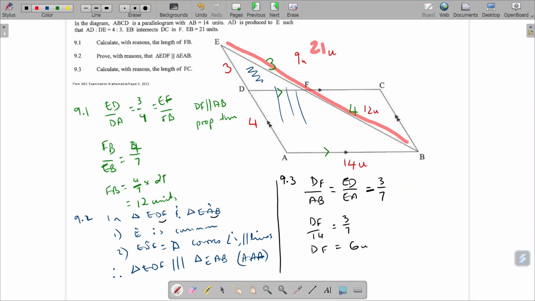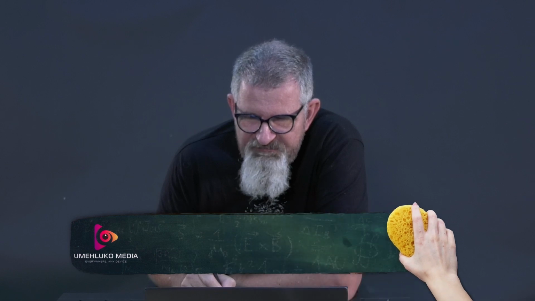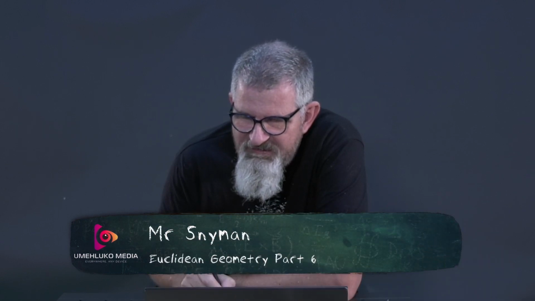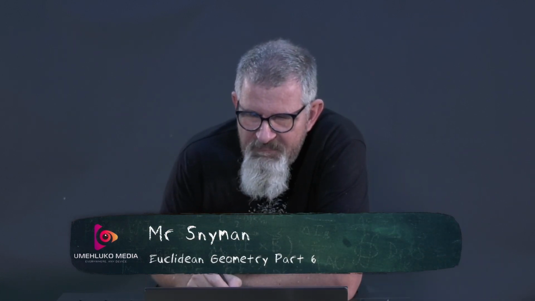However, they weren't asking me for DF, they were asking me for FC. But what I need to realize here is that FC is the remainder, the other piece of DC, and we know that DC equals 14 units because it's the opposite side of a parallelogram. And as a result, FC will be 8 units. Okay, so there were some tricks to this one, mainly involving part to part and part to whole. I hope you followed through.